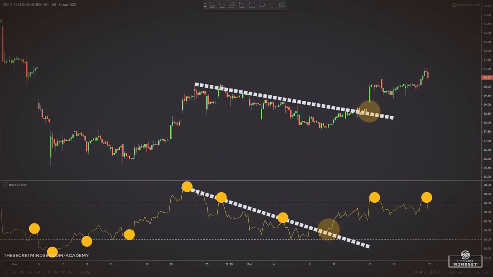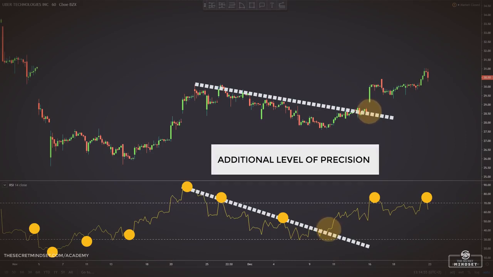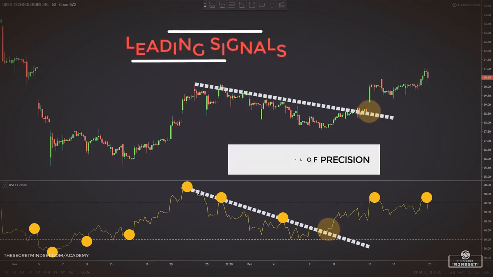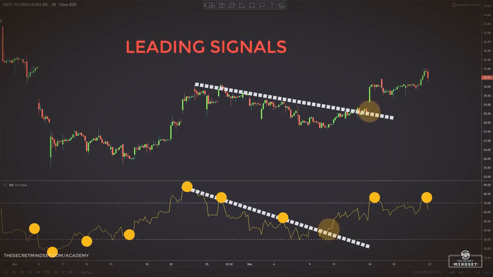Trend lines placed on this oscillator provide an additional level of precision as well as an additional trade setup. Because the signals are leading rather than lagging, stops can be placed relatively close to the entry point. This allows for a good risk-to-reward trading opportunity.